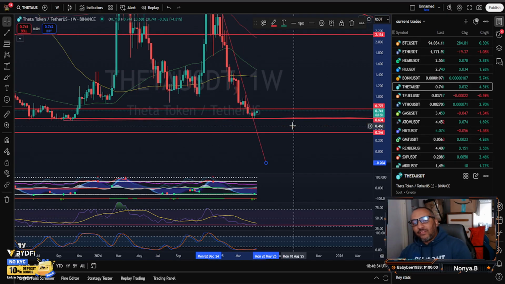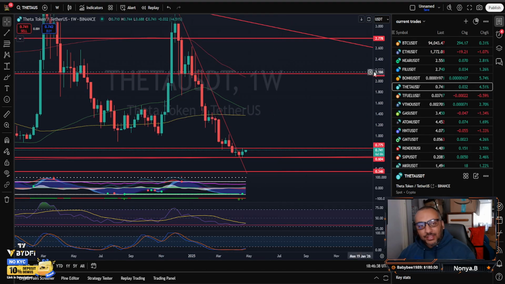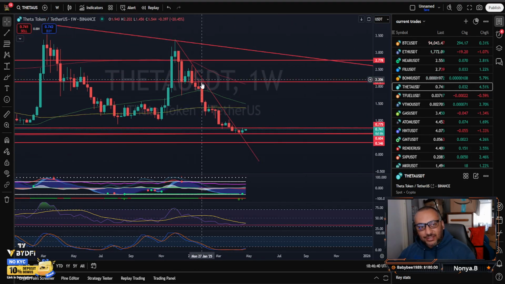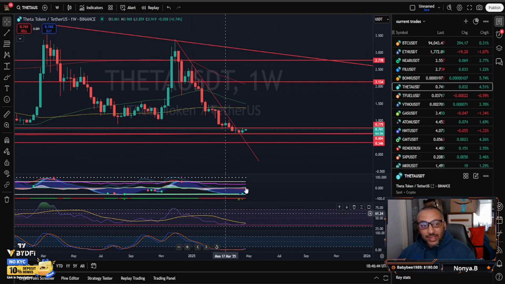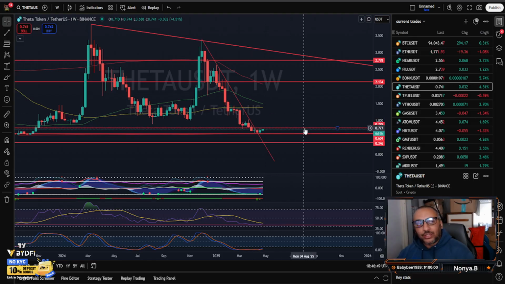This might be a very good opportunity for price to turn around and go to the upside because we were in an extremely distinct downtrend and now we're not, while showing a sign of hidden bullish divergence. So theta currently looking pretty strong.